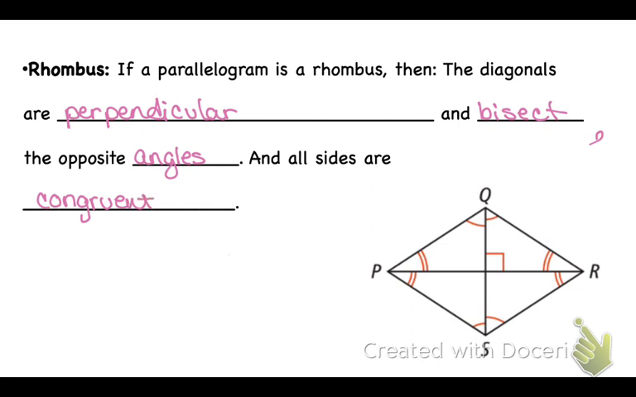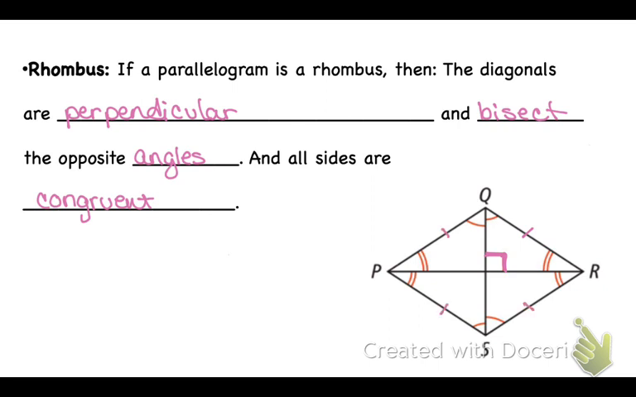Okay, so the diagonals are perpendicular, so they meet at a what? Right angle. They bisect opposite angles, so that means they're cut. See how it's cut? And all sides are congruent, so we're missing a little tick, right?